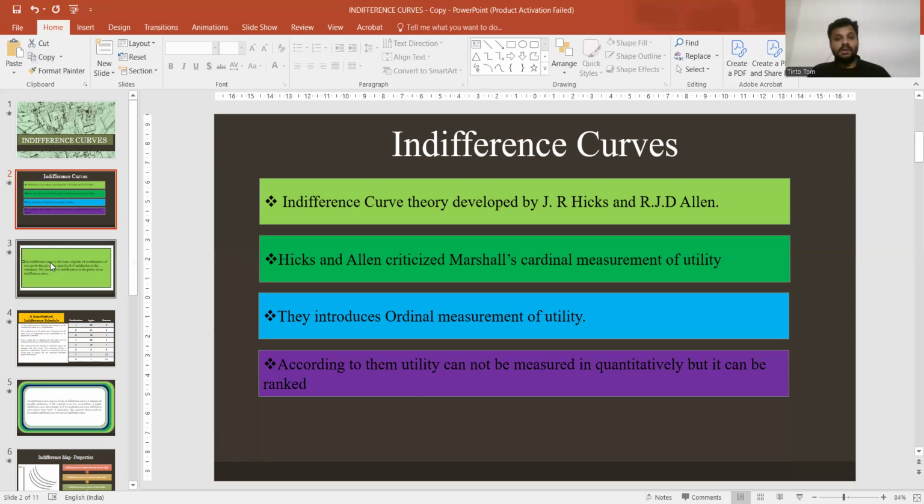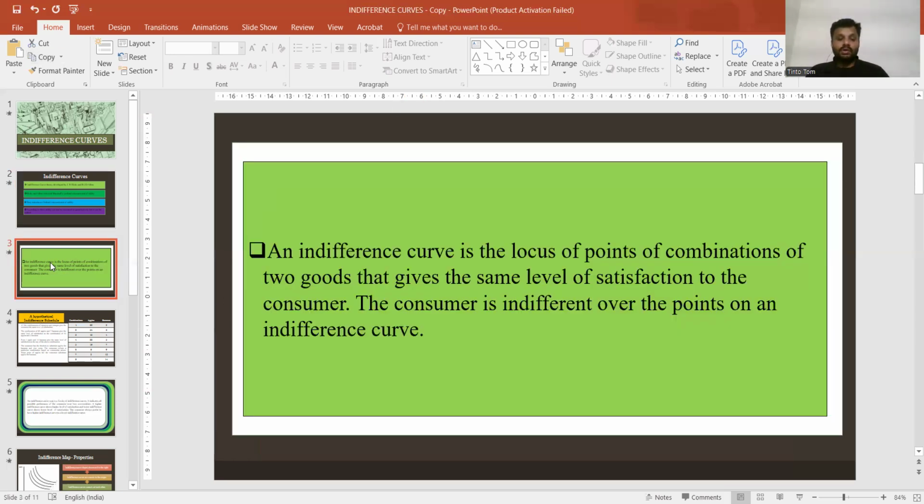So what does it mean by indifference curve? We can define it as the locus of points of combinations of two goods that give the same level of satisfaction to the consumer. The consumer is indifferent over the points on the indifference curve. So what we are trying to say is that the indifference curve may have different combinations of two goods, but still the consumer is getting the same level of satisfaction.